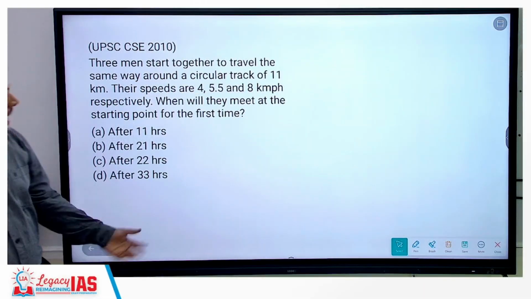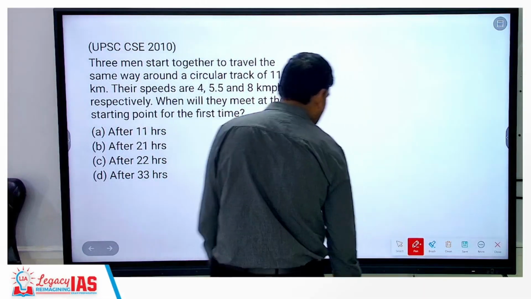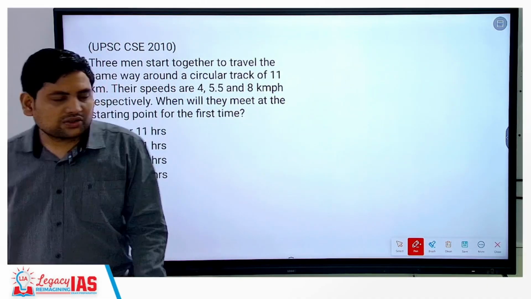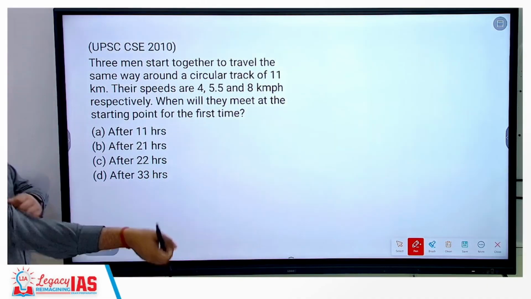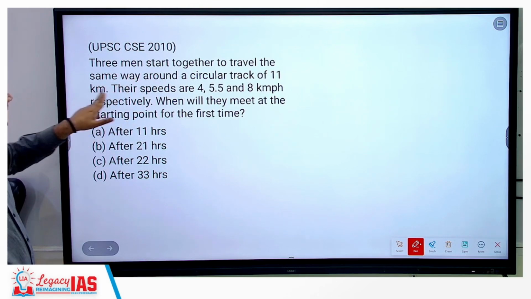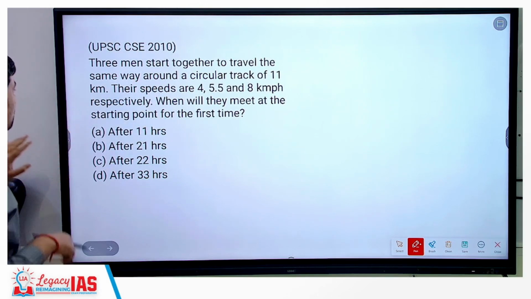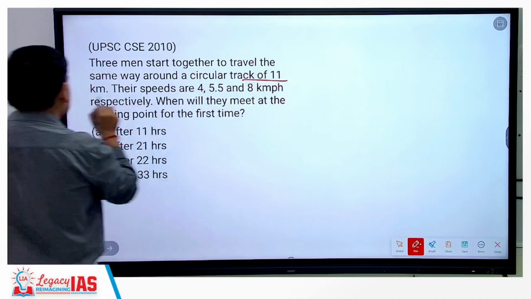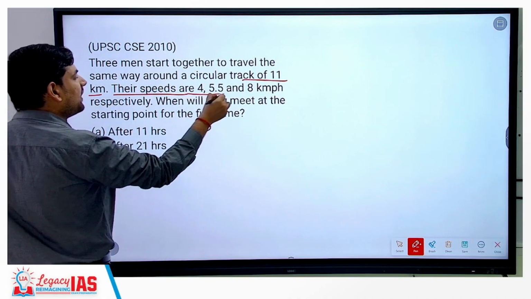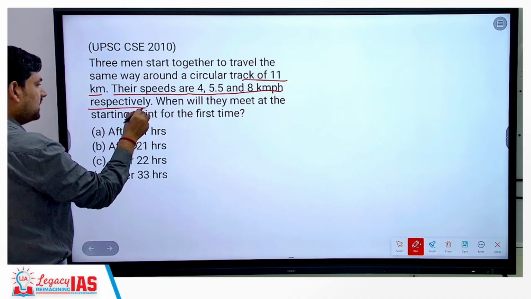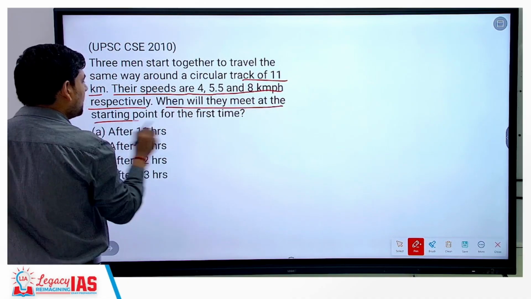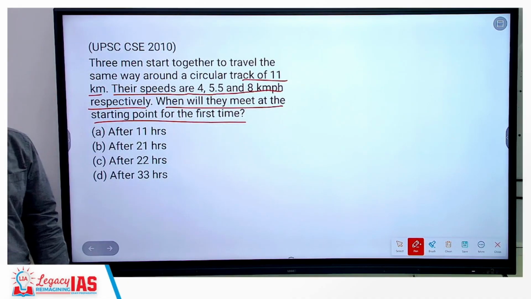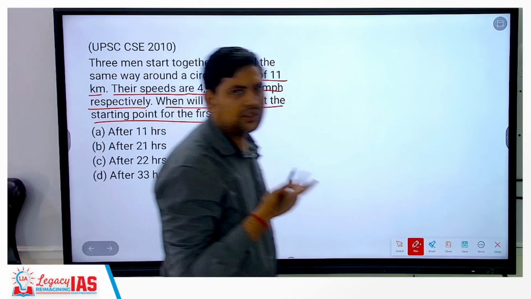Last is the other type of question that we saw. 3 men start together to travel the same way around a circular track of 11 kilometers. Then their speeds are 4, 5.5 and 8 km per hour respectively. When will they meet at the starting point for the first time?